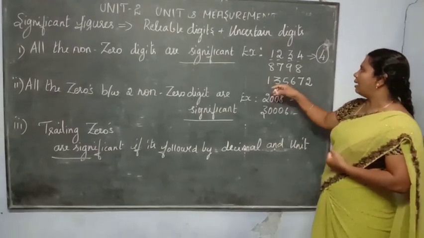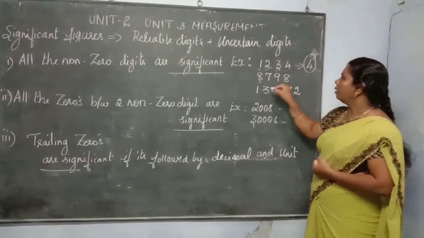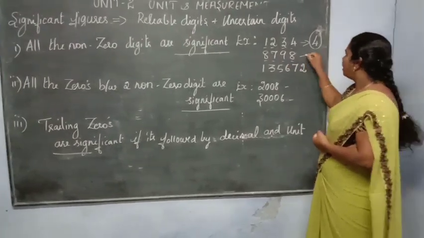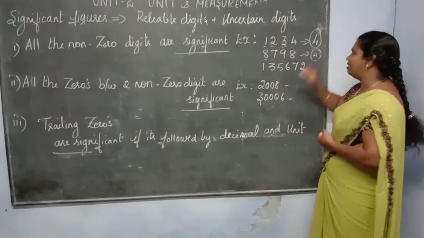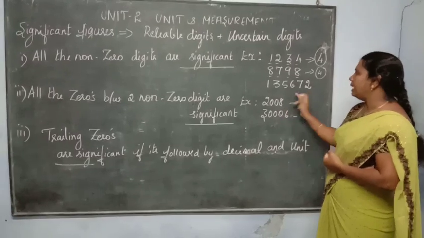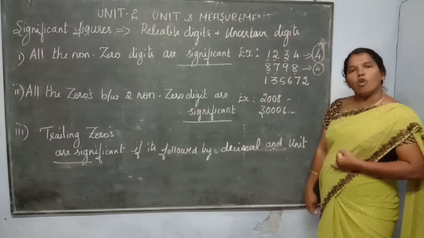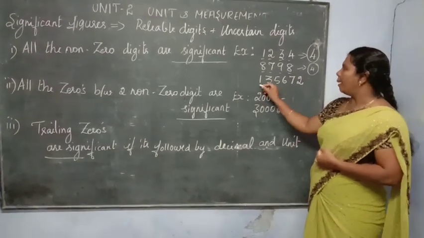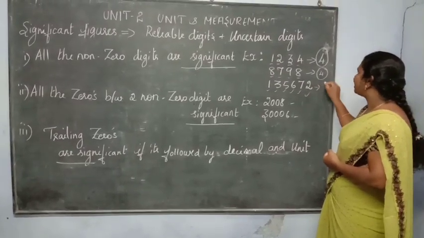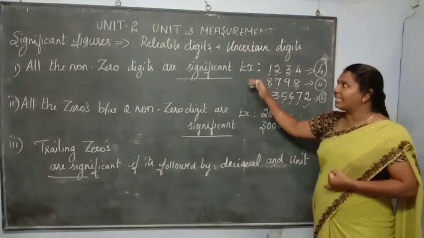And then the next example: 8, 7, 9, 8. Now count the digits. 1, 2, 3, 4. How many significant digits? 4. Therefore, there are 4 significant digits in this. They are asking how many significant digits are in these examples. Now see here, 1, 3, 5, 6, 7, 2. How many significant digits are there? Just count the number: 1, 2, 3, 4, 5, 6. Therefore, 6 significant digits. So this is the way of finding the significant digits.